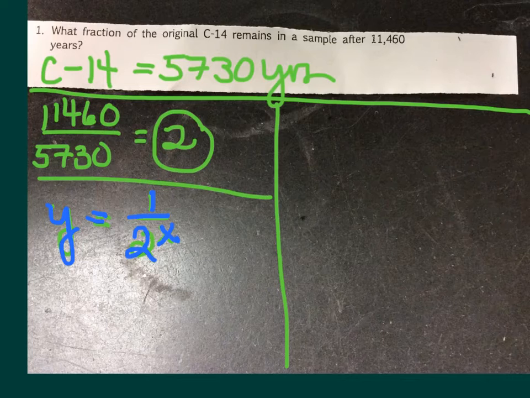Where y equals what? What does y represent? What does the variable y stand for? Put it that way: how much of the radioactive substance will be left? So y is the percent remaining, and x equals the number of half-lives.